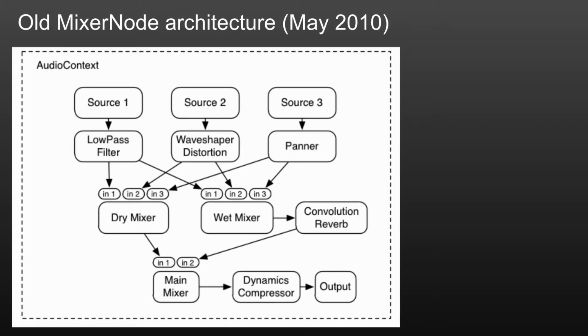We don't need that. So back to this mixer thing. This is what the first diagram looked like, with the dry mixer and wet mixer. And then there were additional nodes, audio mixer inputs. That's what in1, in2, and in3 are. You had to create a mixer input for every mixer, and that's what you would connect to. It was kind of cumbersome.